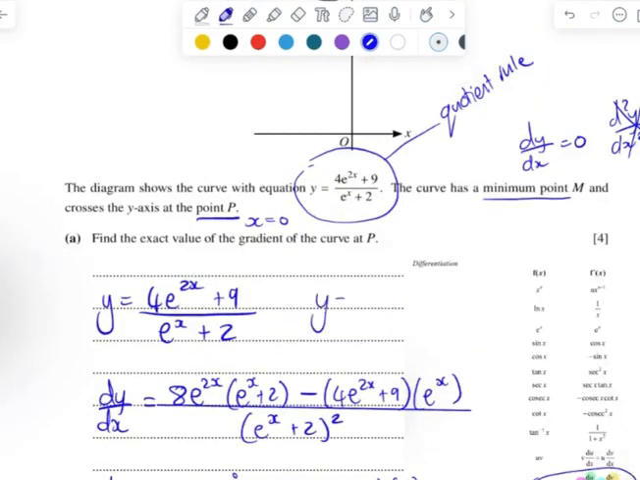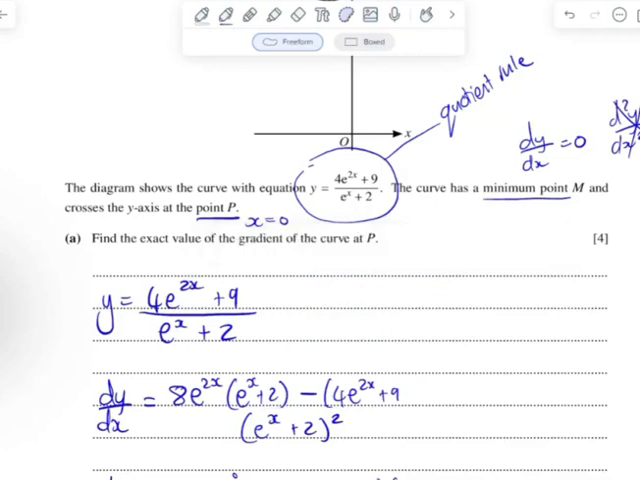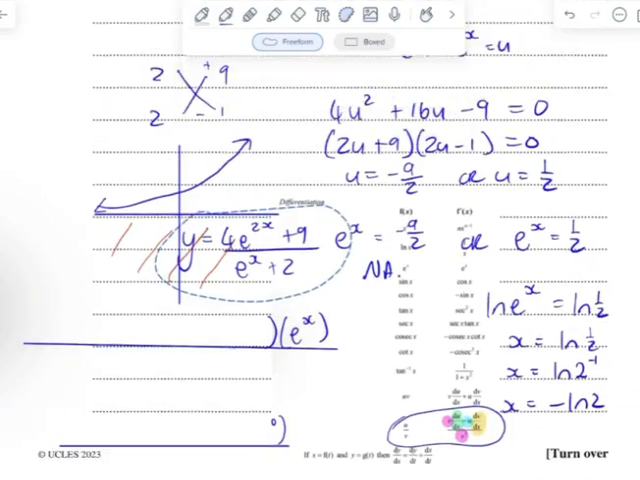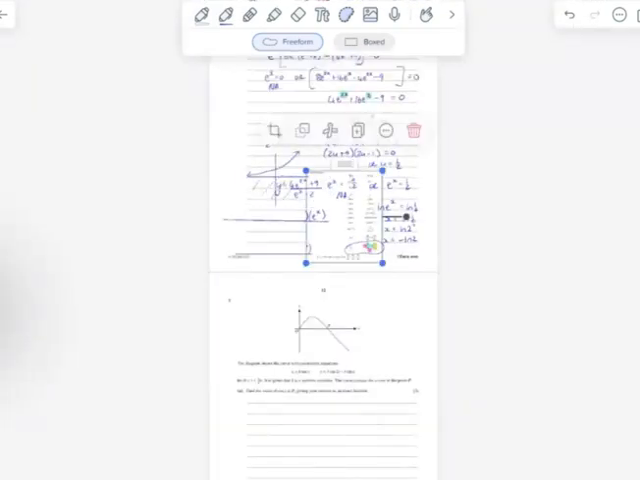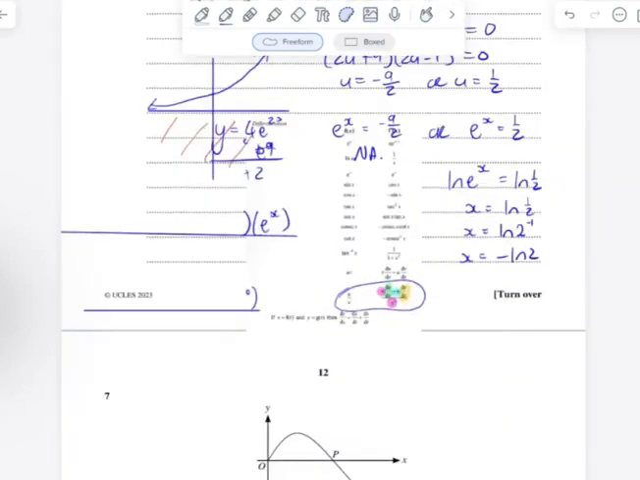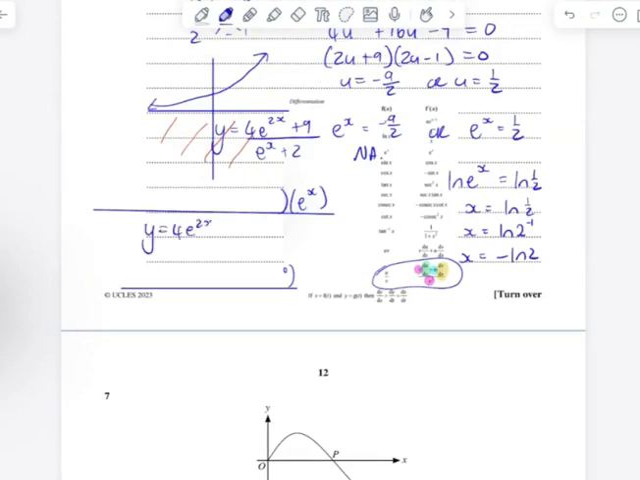To find the y coordinate, we're going to plug in our x. I'm just copying this down. It might have been better to space this out in a better way. Okay, let's just rewrite that over here. So y is equal to 4e to the 2x plus 9 over e to the x plus 2.